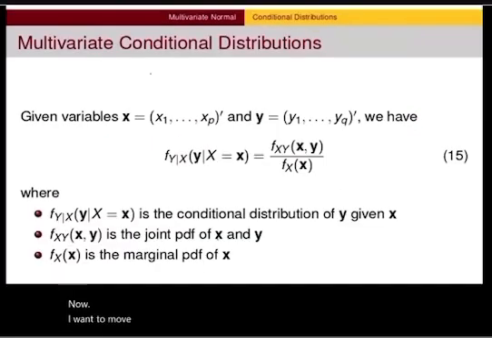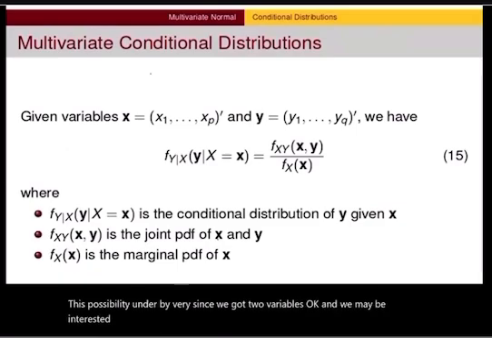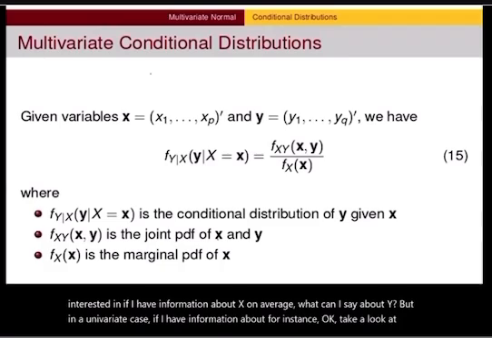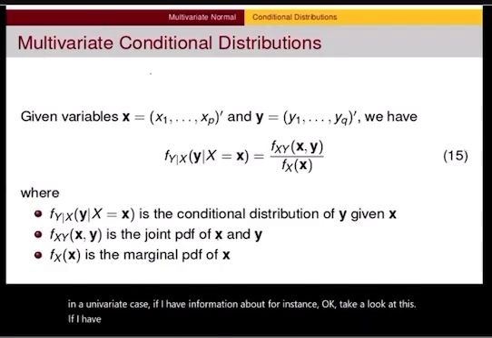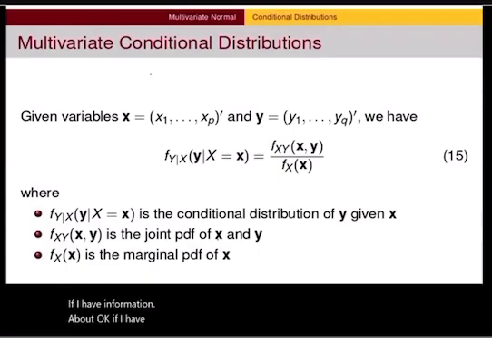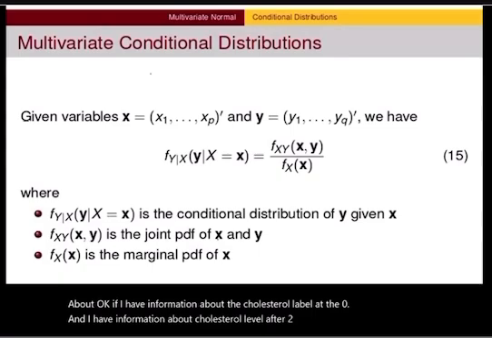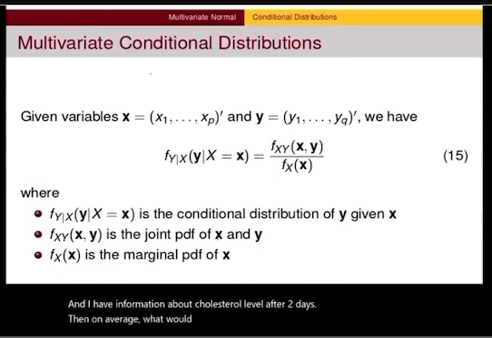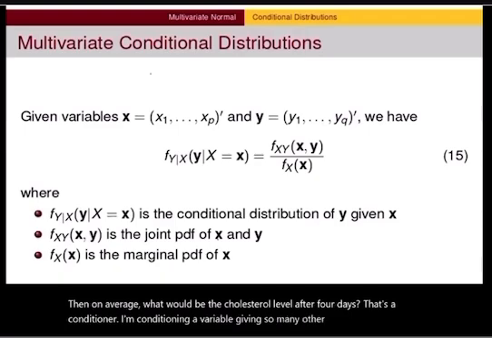I want to move into conditional, multivariate conditional distribution. We did the same under bivariate. Under bivariate, since we have two variables, we may be interested in: if I have information about X, on average, what can I say about Y? But in a multivariate case, if I have information about the cholesterol level at day 0, and I have information about the cholesterol level after 2 days, then on average, what would be the cholesterol level after 4 days? That's a conditional. I'm conditioning a variable given so many other variables. Does that make sense?